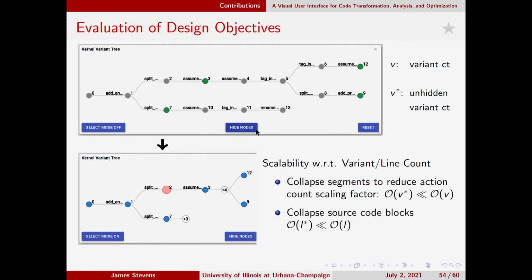To maintain scalability with respect to the number of program variants in the search space, we enable hiding of arbitrary subsets of the search space. You do this by selecting nodes that will be the start and end points of hidden sections. In this way, locating a particular variant scales with the number of unhidden variants, which can be kept much smaller than the full search space. We enable collapsing of code blocks for the same reason.